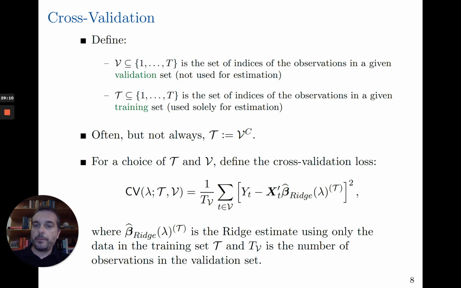Okay? The squared errors, where TV here, this quantity here, is the number of observations in the validation set. So this will be our cross-validation error. Of course, it depends on the amount of regularization that I'm using, and of course on my particular choice of calligraphic V and calligraphic T. Okay? So this is for one split.